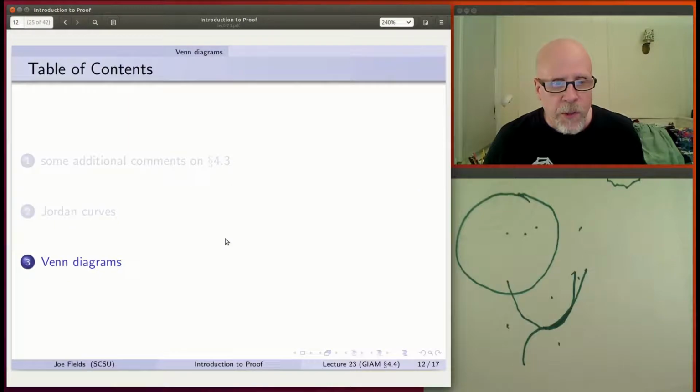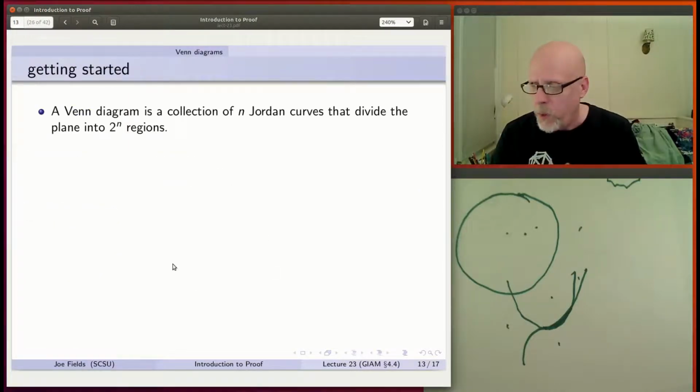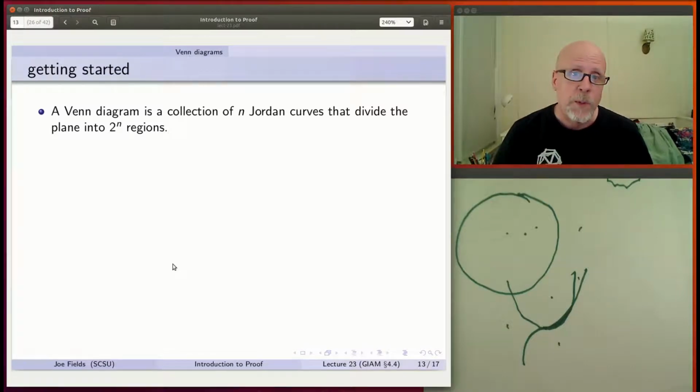Well, that's just a fun example. Anyway, let's get on to talking about Venn diagrams. So what is a Venn diagram? It's just a collection of Jordan curves.